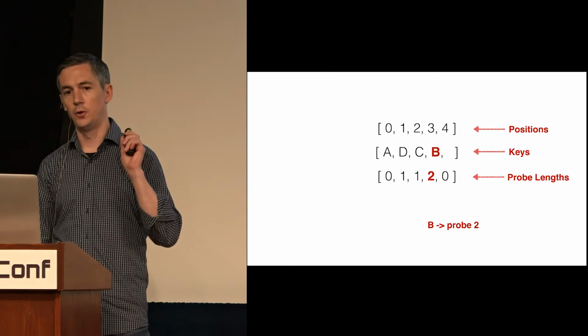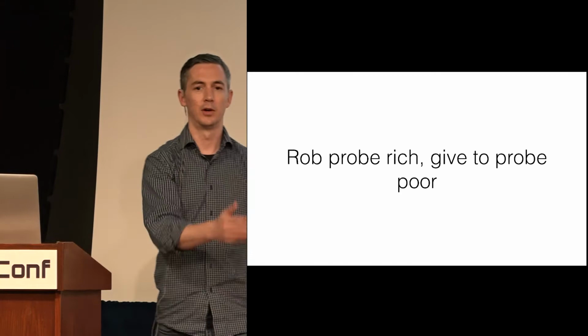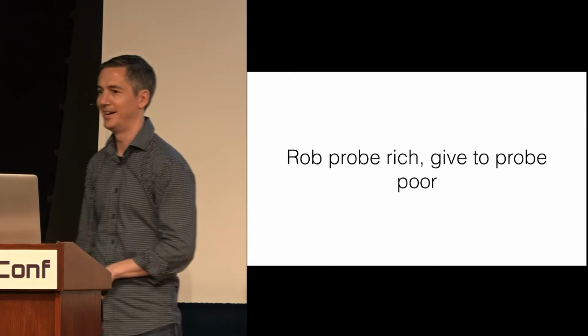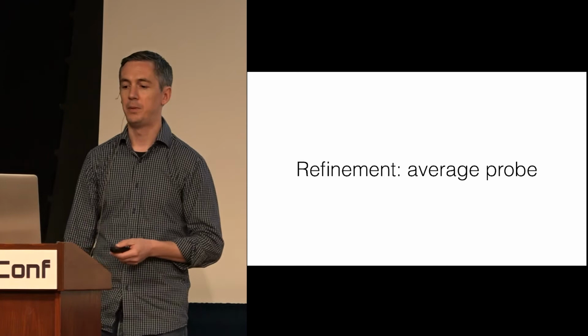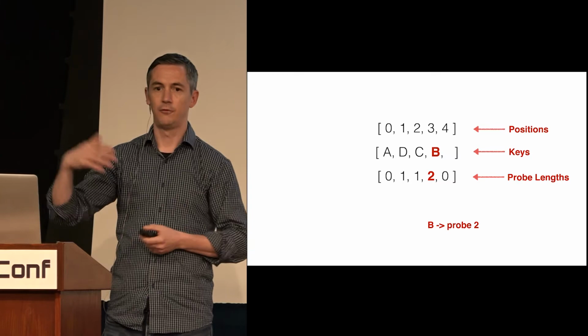So this kind of moving things around, this gets to why it's named Robin Hood hashing. You rob from the probe rich, and you give to the probe poor, right? Where probe rich is as close to 0 as possible, which is counterintuitive. So what you can see here is when you do lookups on it, you jump to the next positions. So there's a refinement that you can make for the lookups.